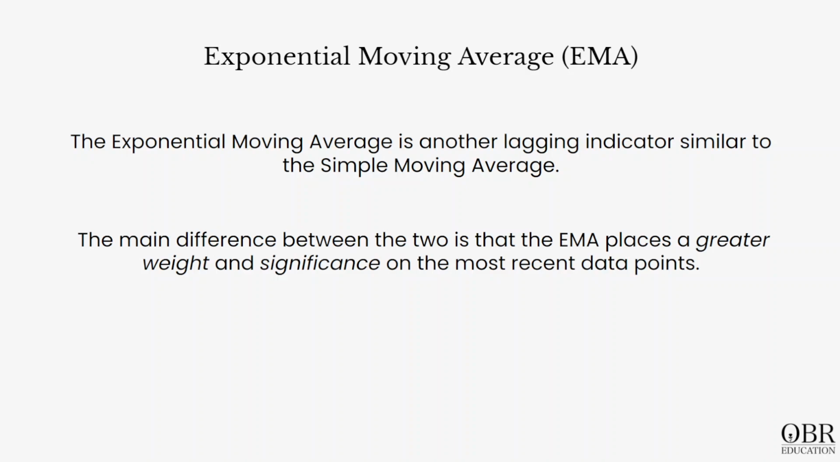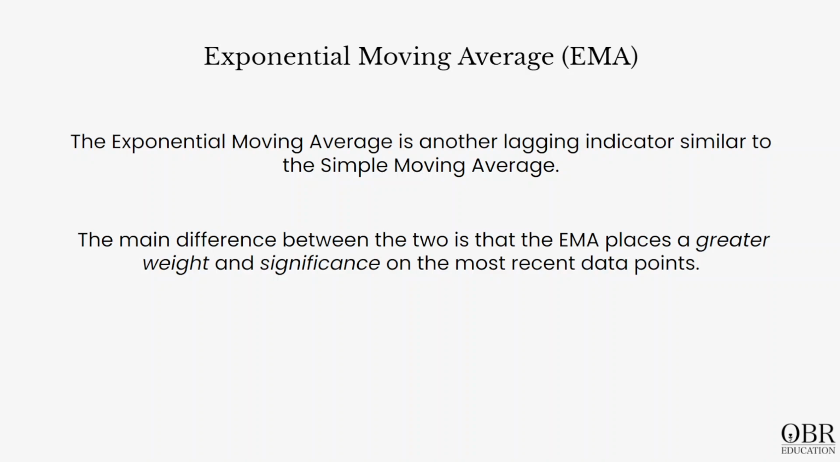We are here at the exponential moving average, right? So these are the two popular ones that we just talked about, the SMA, and now we're on the EMA. The exponential moving average is another lagging indicator similar to the simple moving average. The main difference between the two is that the EMA places a greater weight and significance on the most recent data points, right? So it's very much similar to a simple moving average, only the EMA reacts to price action quicker than the SMA, right?